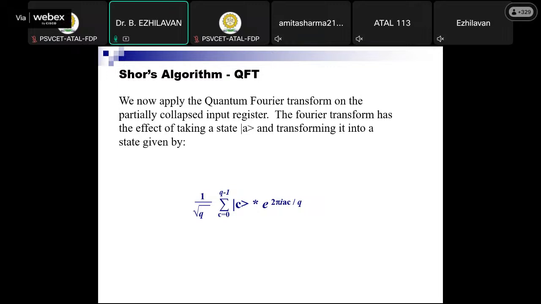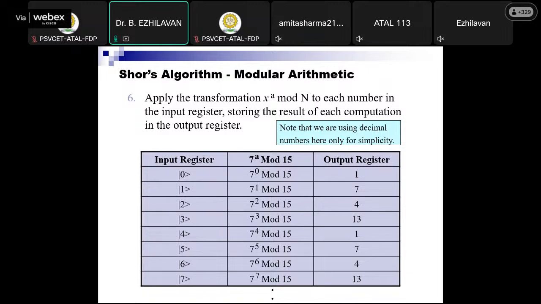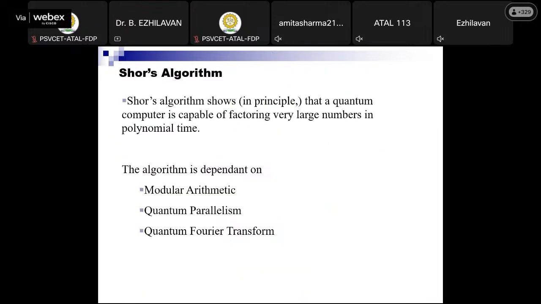Then the quantum Fourier transform. First, we saw modular arithmetic, then quantum parallelism. Now we are going for the quantum Fourier transform.